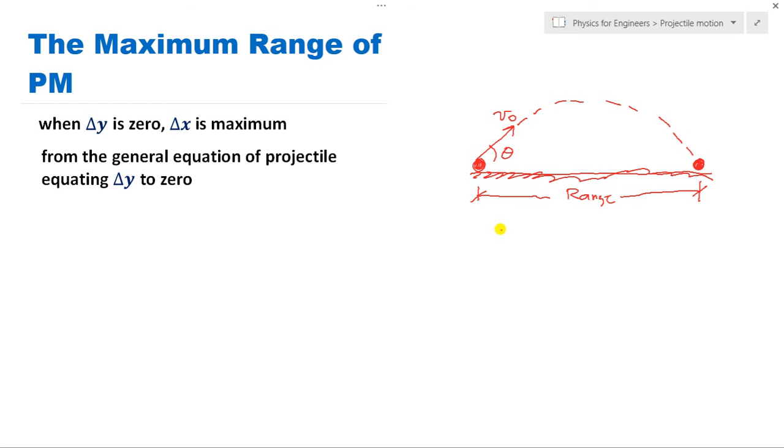So, here, I will show you the derivation of this maximum range of our projectile motion. So, here, sabi dito, when delta y is 0, delta x is maximum. Bakit? Kasi as you can see here, diba, delta y natin, dito merong value, merong value si delta y, hanggang sa aabot yung delta y ng 0. Kapag nag-0 na yung delta y, maximum na yung value mo ng delta x, which is equal to your range. So, from the general equation of projectile motion, we equate lang pala yung delta y to 0.